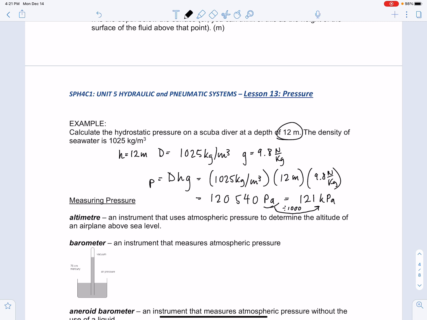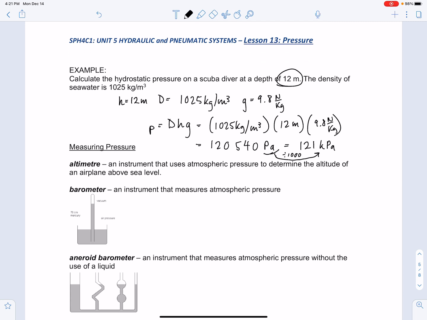You can measure pressure using an altimeter. It's an instrument that uses atmospheric pressure to determine the altitude of an airplane above sea level. You can also measure pressure using a barometer. It's an instrument that measures atmospheric pressure. It's a container that's filled with a liquid, and as air pressure presses down on this liquid, it's going to force liquid up this vacuum tube. The higher the pressure, the higher the level inside the vacuum tube.